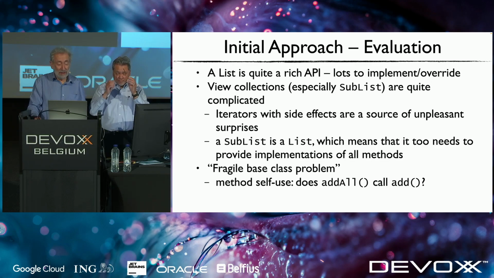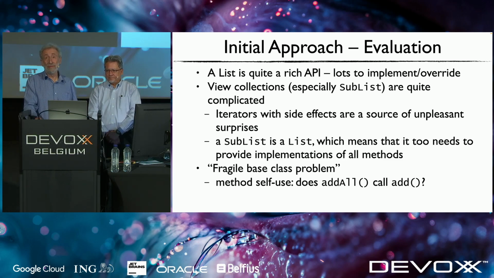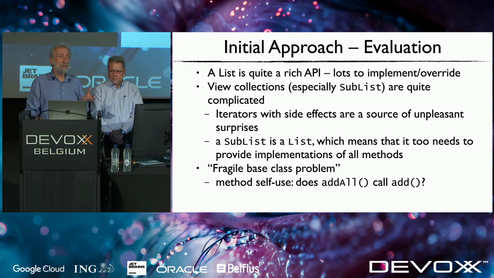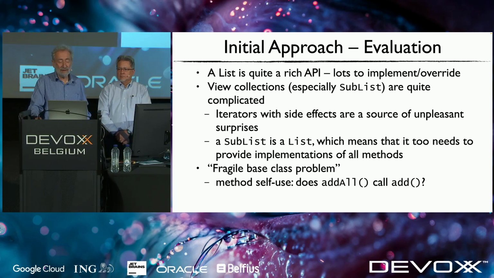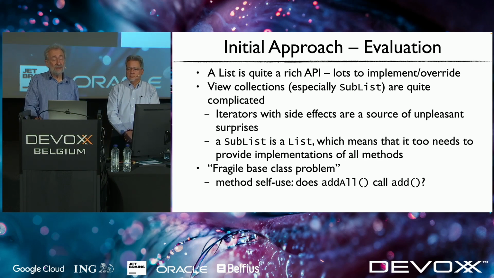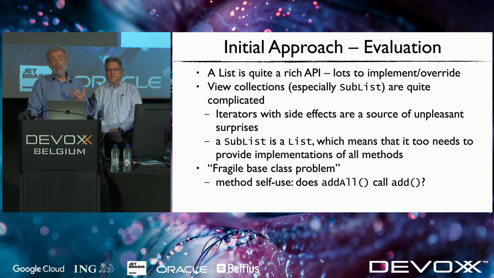It's not going to work. So a list is a rich API, but you often get this problem. I mean, we've just taken this as an example, but most real-life classes maybe don't have thousands of lines of code in them like ArrayList has, but they may have a lot of code, and the collections are particularly complicated.